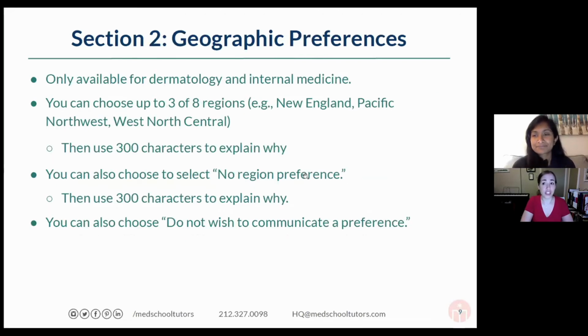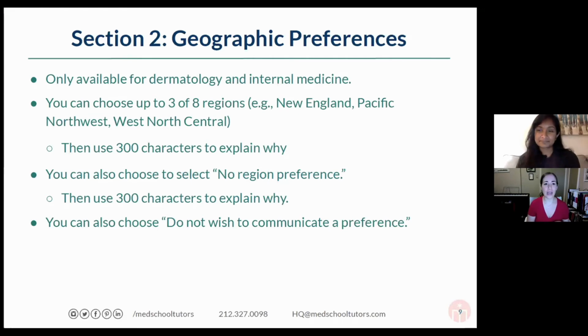So section 2 is where you get to signal to programs about your geographic preferences. First, this is only for derm and IM. Surgery doesn't get this section. Basically, you can choose 3 regions. On the AAMC website, they have the map, which is not necessarily intuitive about what those regions are, so I'd take a look.